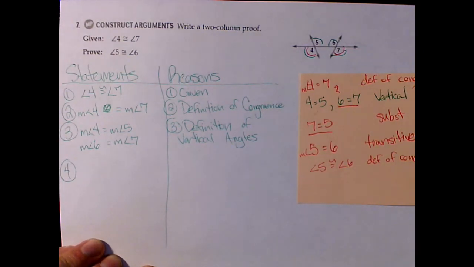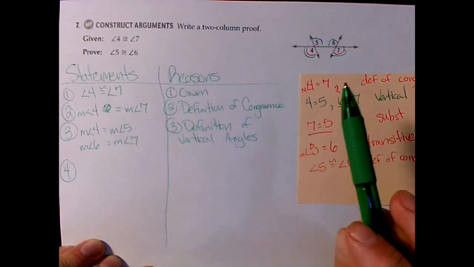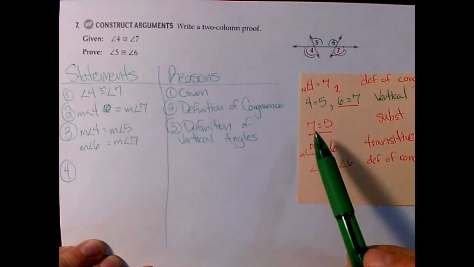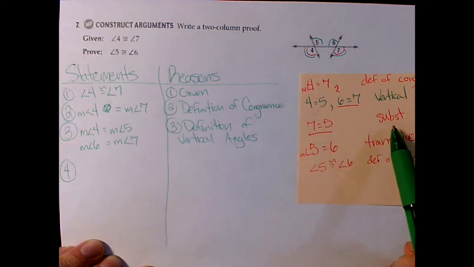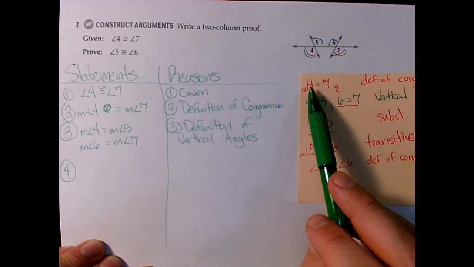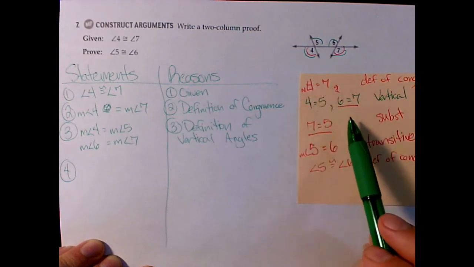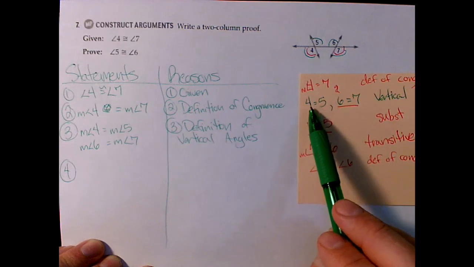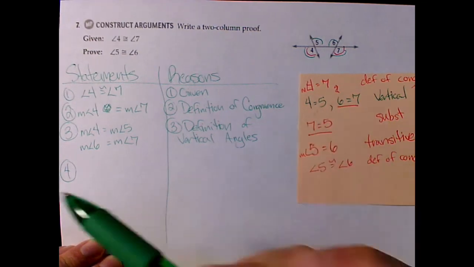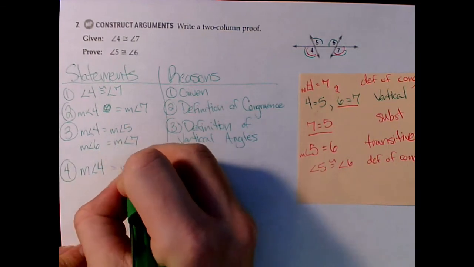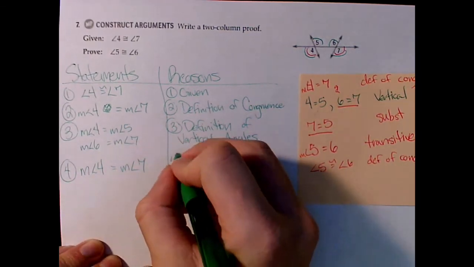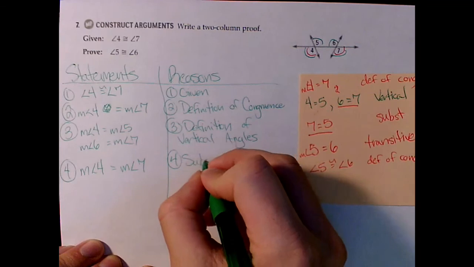All right. I also said that 7 equals 5, because, why did I say that? Substitution property? Oh, yeah. Because in the original given, I had 4 equals 7. And so I'm going to change that 4 into 7. So the measure of angle 4 equals the measure of angle 7 using the substitution property.